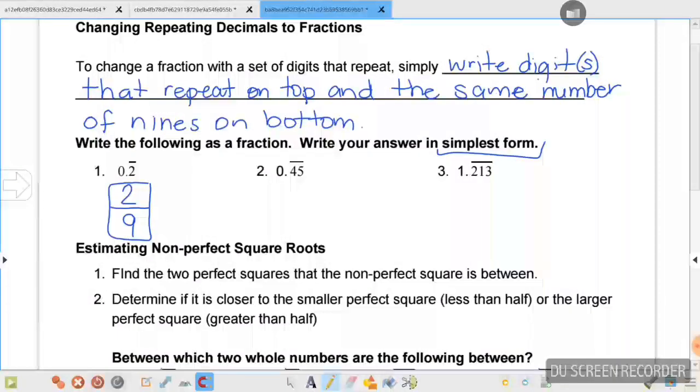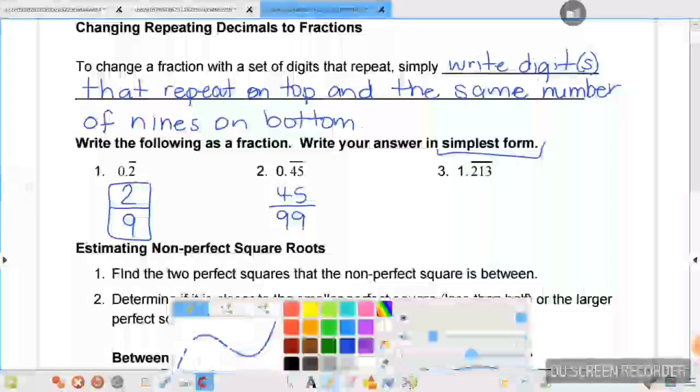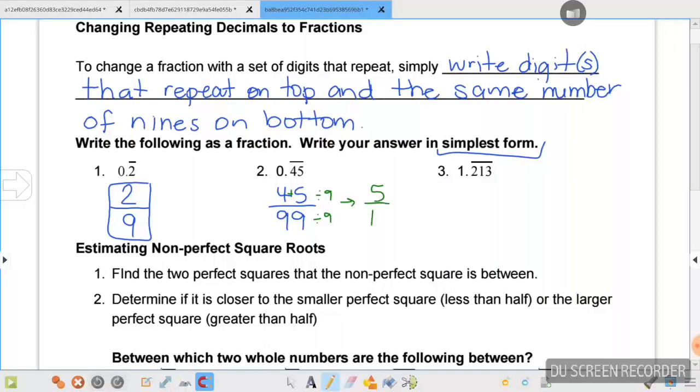Alright, 45 is what repeats, that goes on top. The same number of nines on the bottom, so 99. This can be reduced, and I know that because 9 goes into 45. I know 9 goes into 45 simply because I know that it does 5 times, but the digits 4 and 5 add up to 9, therefore 9 must go into that. I can divide top and bottom by 9, and that gives me 5/11. Make sure you reduce.